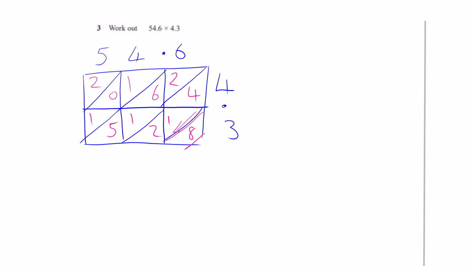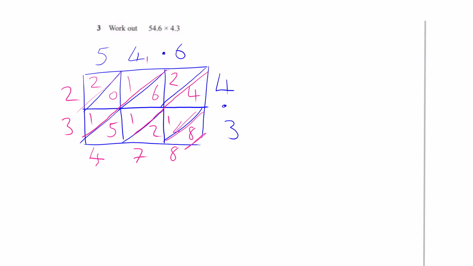So for this diagonal here we have 8. Next one we have 4 plus 1 plus 2 is 7. Then we have 6 plus 5 is 11, plus 1 plus 2 is 14. Got a 1 up here. Then we have 1 plus 1, and not forgetting that one, so that's 3 and 2.